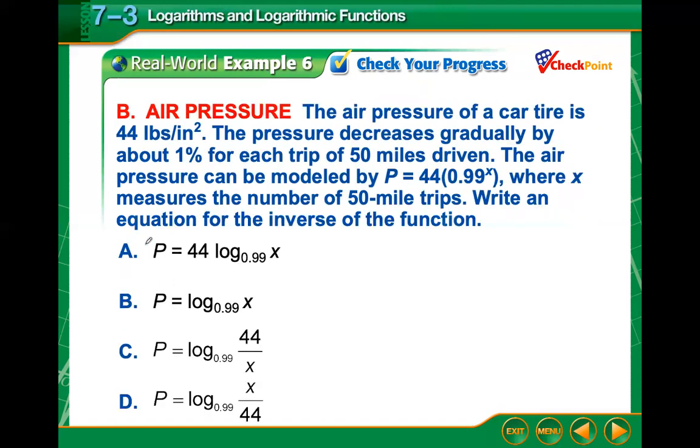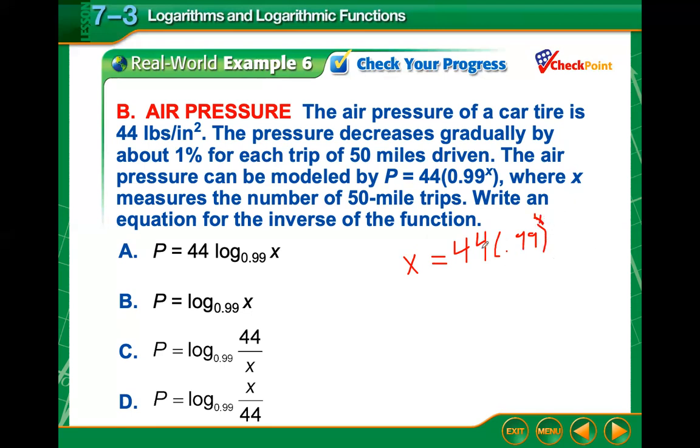And then they want to go ahead and have you convert this to a logarithm of the inverse. So I'm going to have you pause the video, give yourself a chance to try it. All right, so you're going to switch p and x. So I'm going to go ahead and write that. So we're going to get x equals 44 times 0.99 to the x. It doesn't really matter if I'm on the inside or the outside for the x right here, because it's only going to apply to that 0.99.